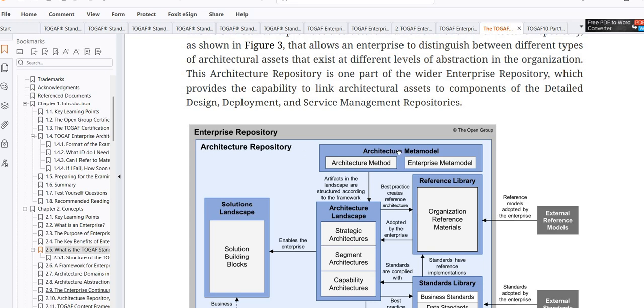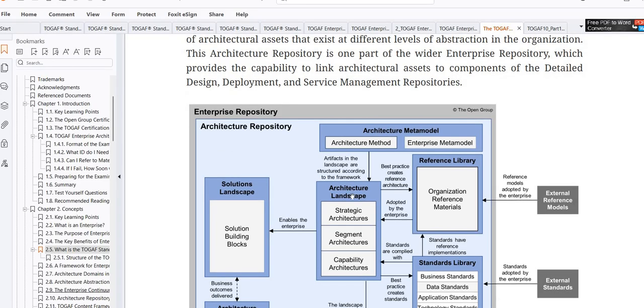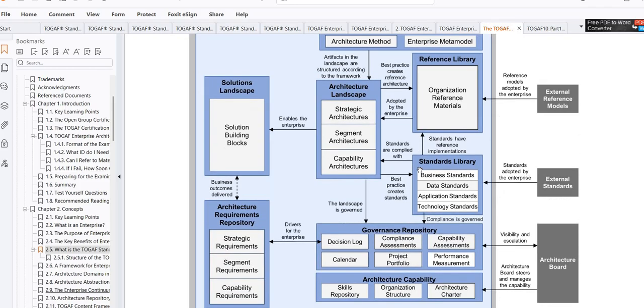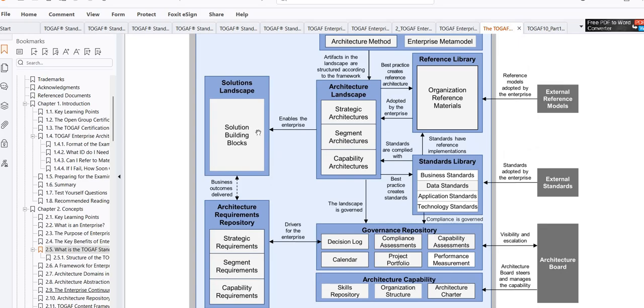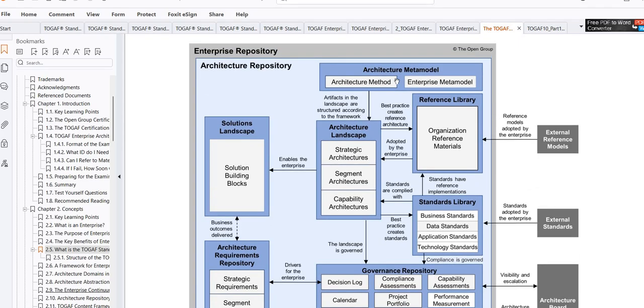architecture repositories: the architecture meta model, architecture landscape, reference library, standard library, governance repository, architecture capability, architecture requirement repository, and solution capability. In this phase, very important, all of these come inside. When you come to the architecture meta model, it is the architecture method. Now, it is a reference for the architecture landscape.